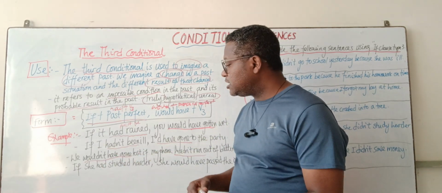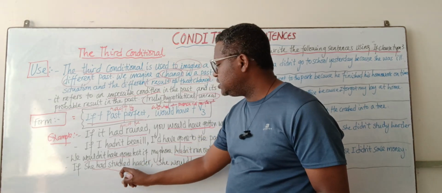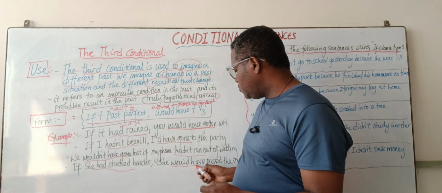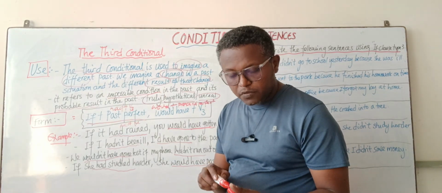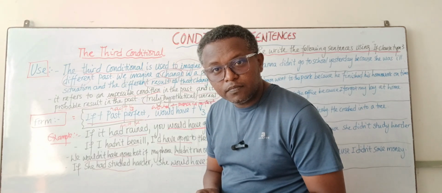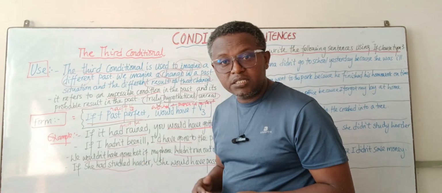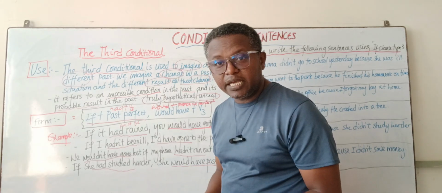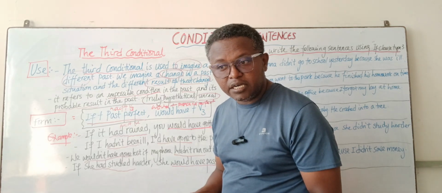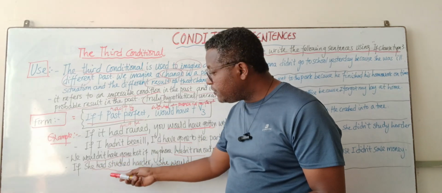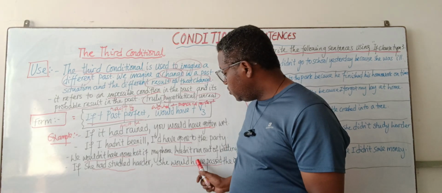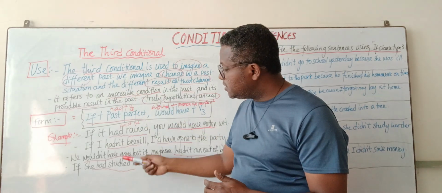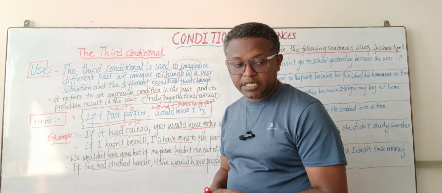And the last one, if she had studied harder, she would have passed the exam. Did she pass the exam? No. Why? Because she didn't study hard. So she didn't pass the exam, she didn't study harder. Okay? So if she had studied harder, she would have passed the exam. So this is what we mean by the third conditional in general.